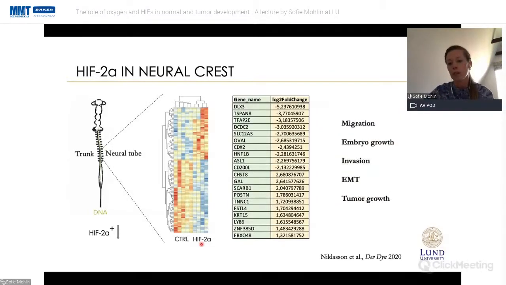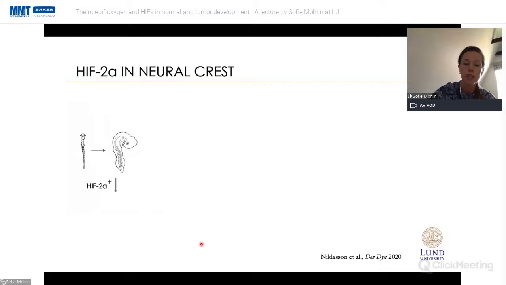And when we do gene set enrichment analysis, we find that there is enrichment of genes associated with migration, embryo growth, which makes sense, invasion, epithelial to mesenchymal transition, which also makes sense, these are migrating, and tumor growth. So RNA-seq is great, but of course we need to look into biology as well. So we did the same experiment, but had the embryos continue to grow.